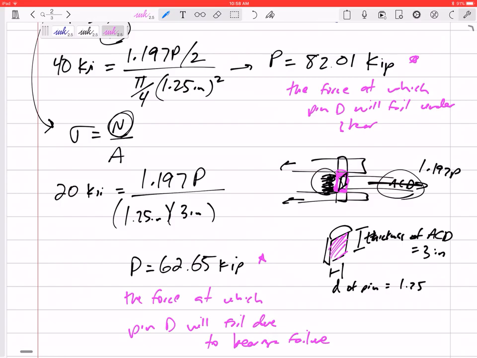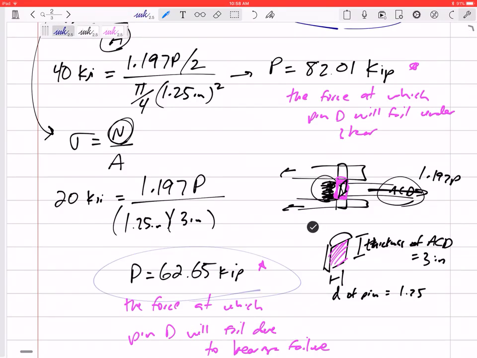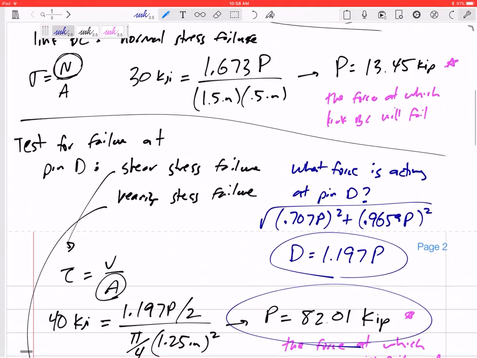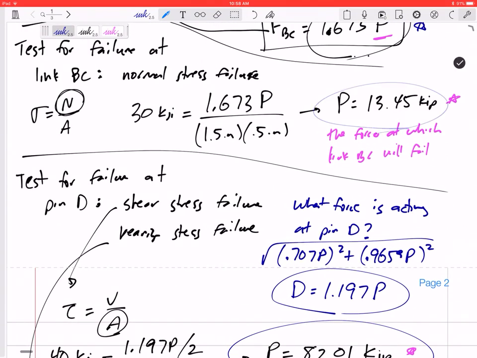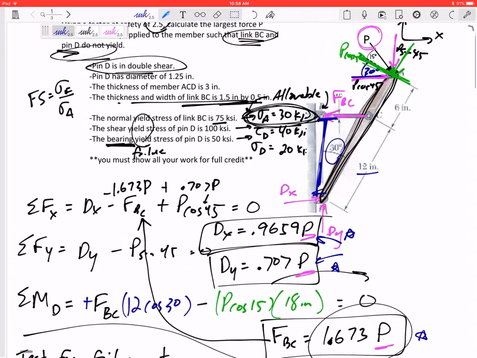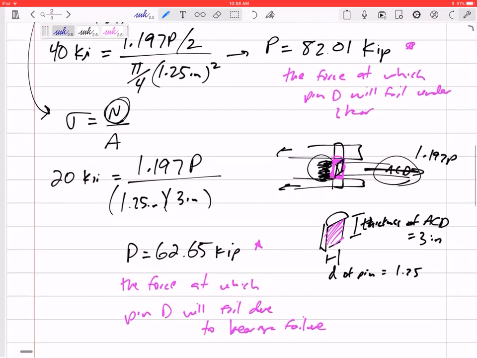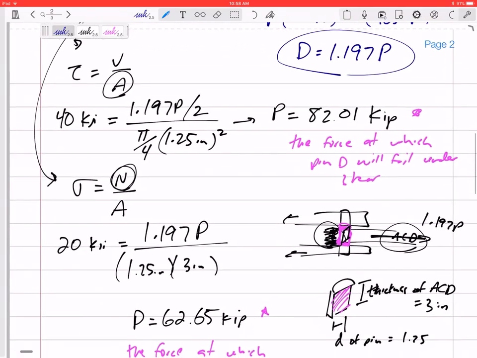Okay. Now, very, very important. You've got to look at all your failure modes. You've got to look at all the ways it could fail. In this case, there were 3 ways that it could fail. It could fail because pin D fails due to bearing. It could fail because pin D shears. Or it could fail because the link fails due to normal failure. We need to answer the question, what is the largest force P that can be safely applied?